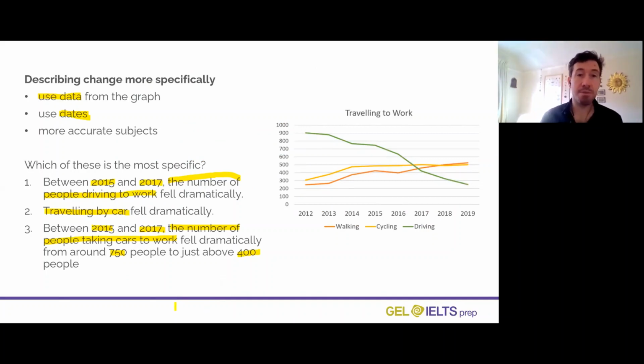Another thing that's really important here to look at is words like around and just above. Because this is nice to use if you're not sure what exactly the number is, but it's about that. So again, it's just making it more specific again.